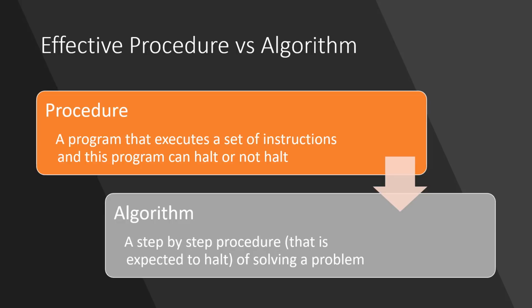So we can give some definition of a procedure. A procedure can be a program that executes a set of instructions, and that program may or may not halt. On the other hand, an algorithm is a step-by-step procedure of solving a problem. An algorithm, we assume, will terminate if that algorithm is correct. So let us take a look at some examples of procedures and algorithms.